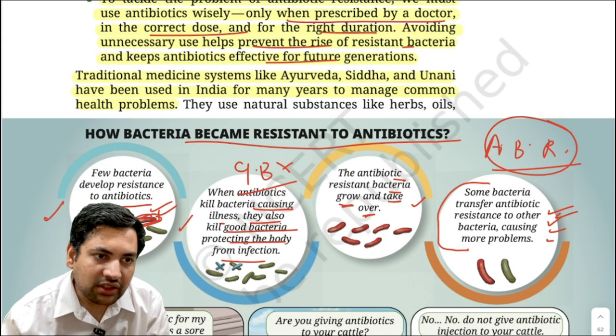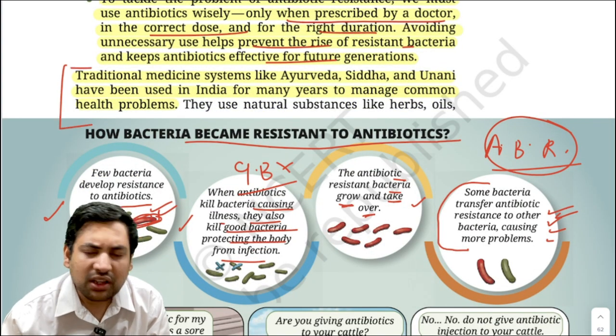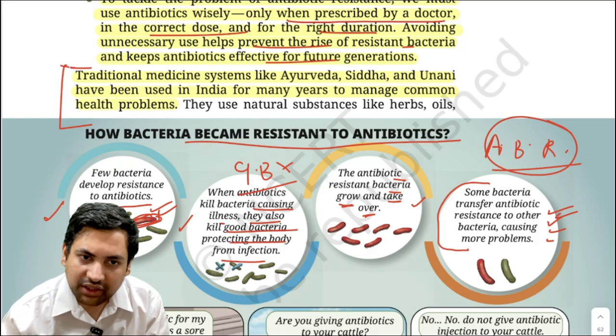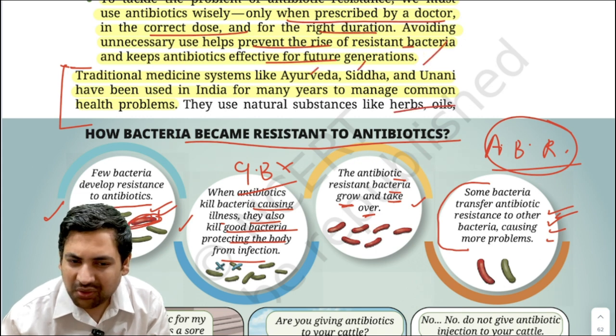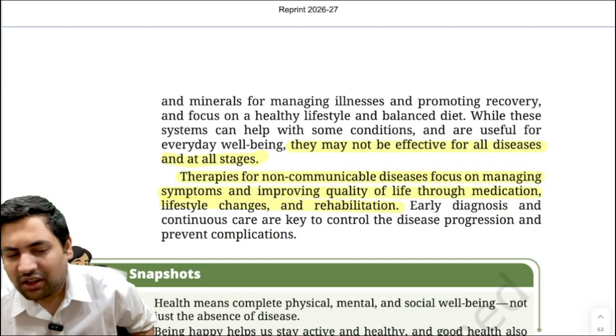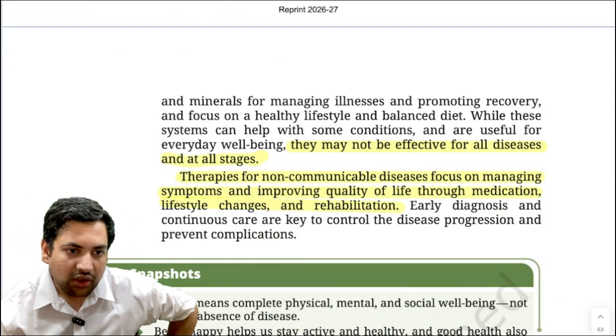Also, we can use traditional medicine for small things. For example, if I'm getting cough and cold or anything, correct? So I should not be taking antibiotics, correct? There are traditional ways of dealing with these like Ayurveda, Siddha, Unani, correct? There are some herbs, oil that you can take and then you will get over it, correct? So that is why we should not always be taking antibiotics.